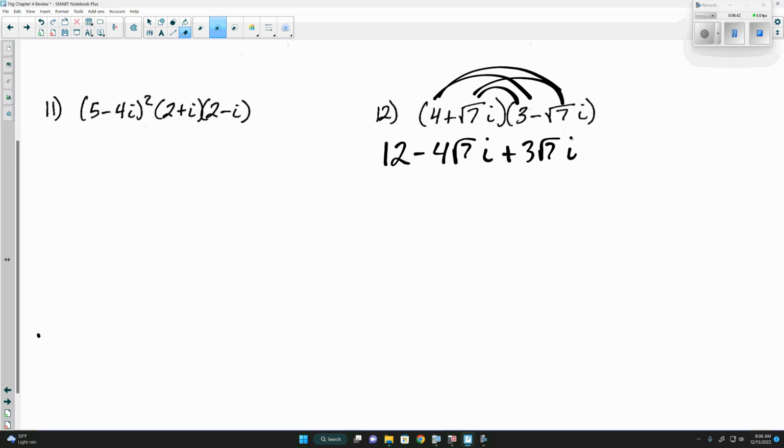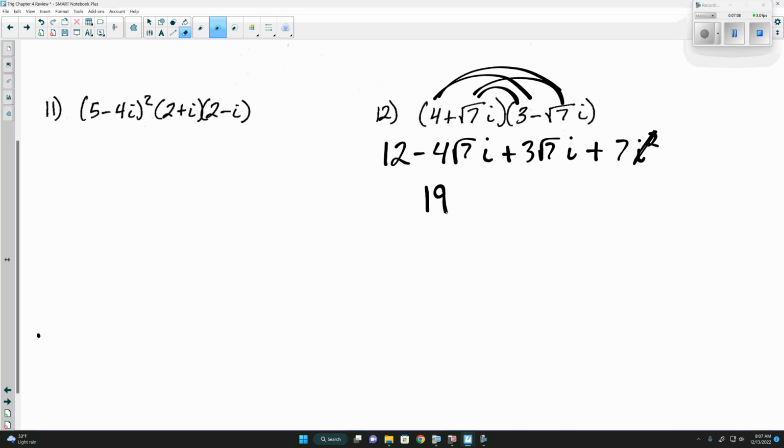And square root of 7i times negative 7 square root of 7i is going to be negative 7i squared, because square root of 7 times square root of 7 is just 7, and i times i is i squared. And as we've seen, i squared is negative 1, so it changes negative 7i squared to just positive 7. 12 plus 7 is going to be 19.